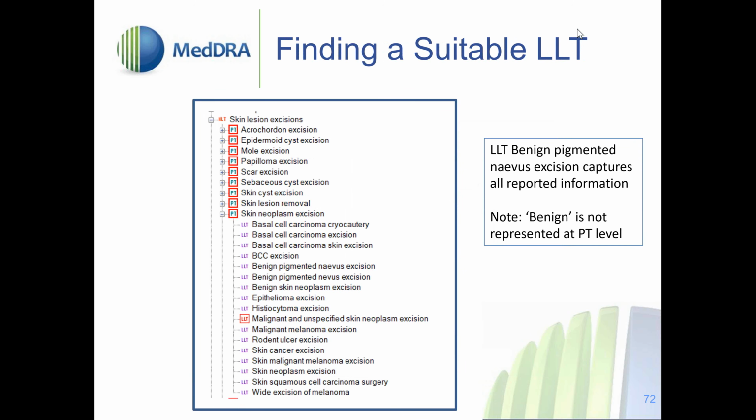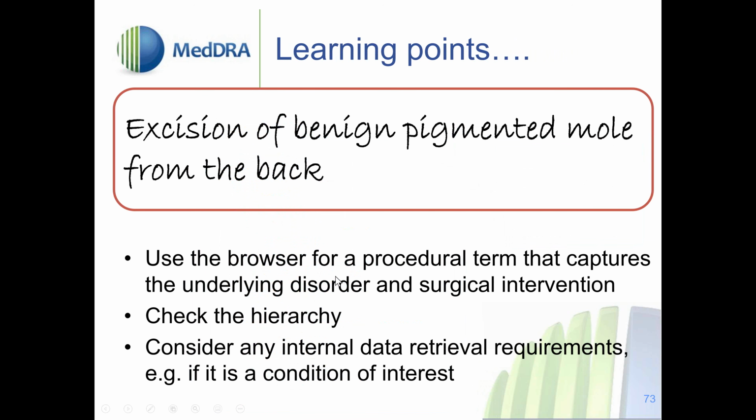Again, just a reminder, one thing to point out here, though, that I didn't show you in the browser, when you look at them, you find the benign pigmented nevus excision is the LLT, and it's under the PT of skin neoplasm excision. But one thing we noticed is if you look at the PT, you lose the benign, you lose the histology at the PT level. So this might be something to bear in mind, depending on why you're coding, what's the context of your study, and what's important to you. For retrieval, when you do analysis on your data, you may want to choose a second term to capture the histology.